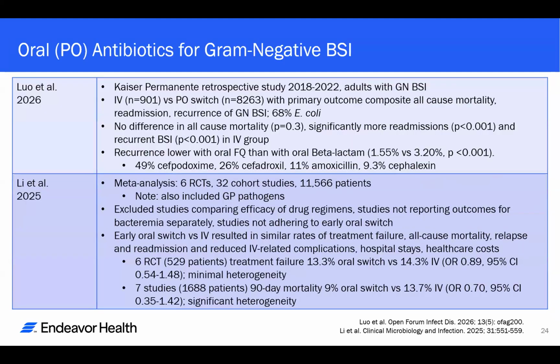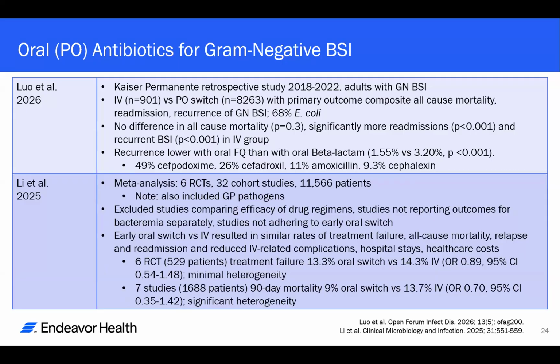Okay, a couple more. So Liu and colleagues, this is actually one that was published just this year. And this is looking at data from Kaiser Permanente from 2018 to 2022 at adults with gram-negative bloodstream infections. What I think is really interesting about this one, because they're pulling data from 2018 to 2022, look at how many patients ended up in the IV to PO switch versus the IV. So this just shows you at a lot of our sites now, we are really switching these patients over to oral therapy. So I had over 8,000 in the switch group and only 900 that got full IV therapy.